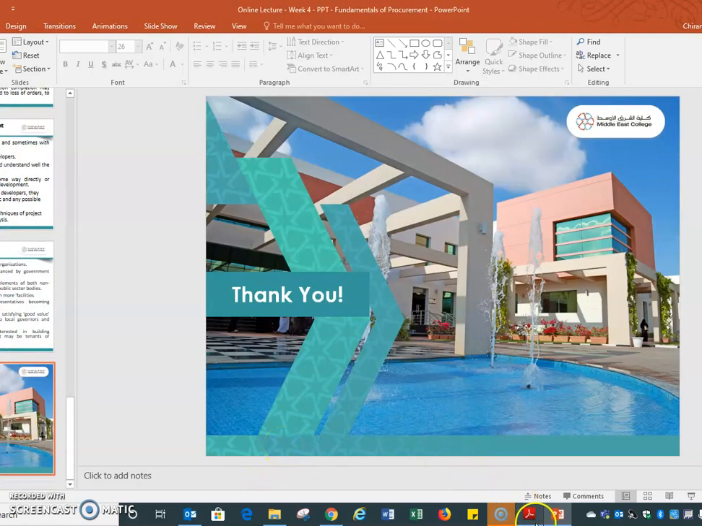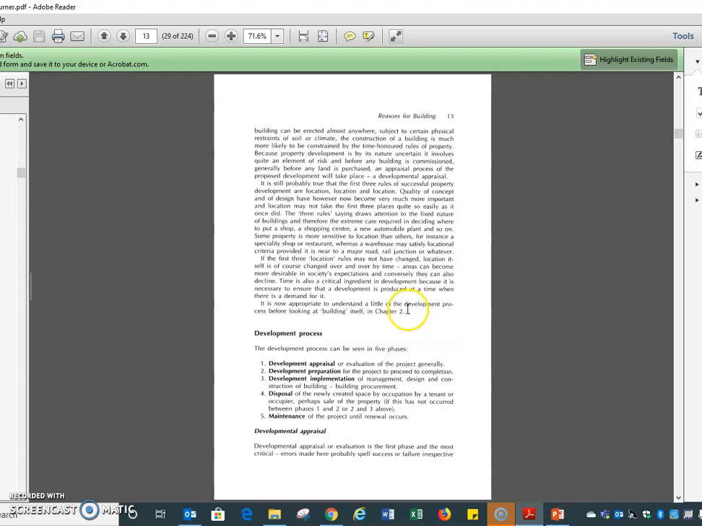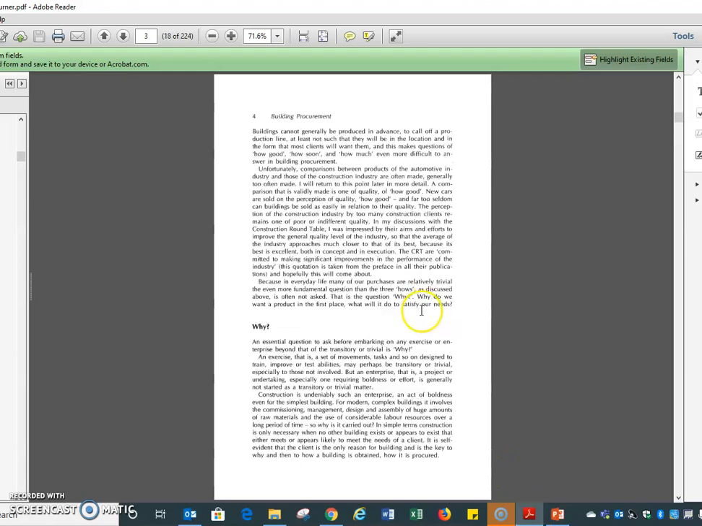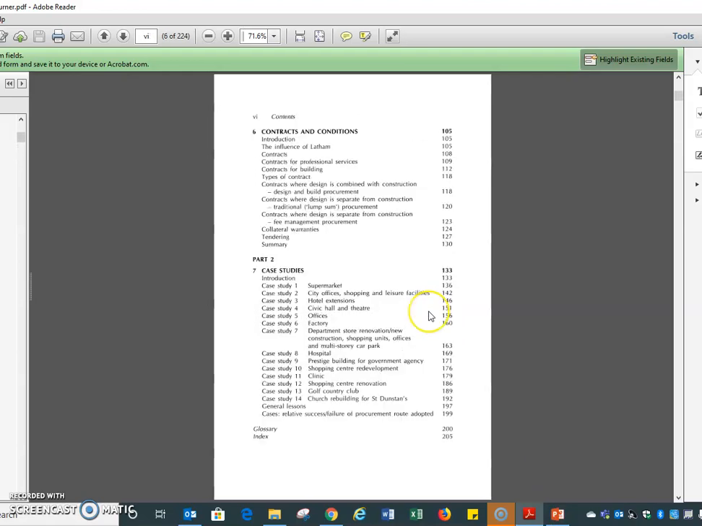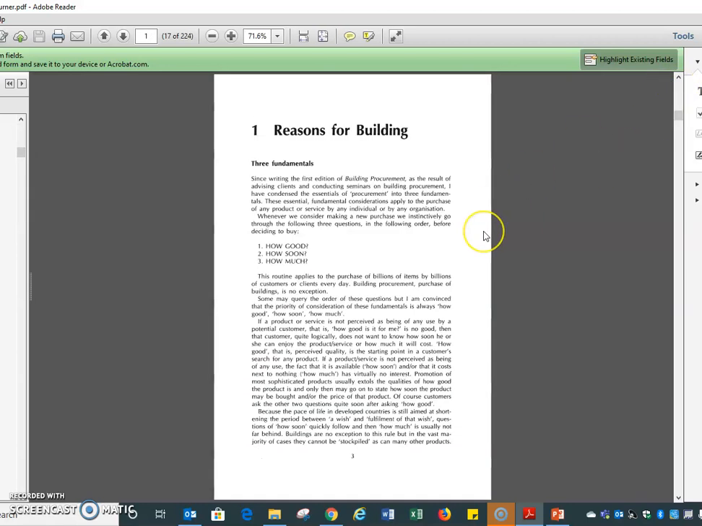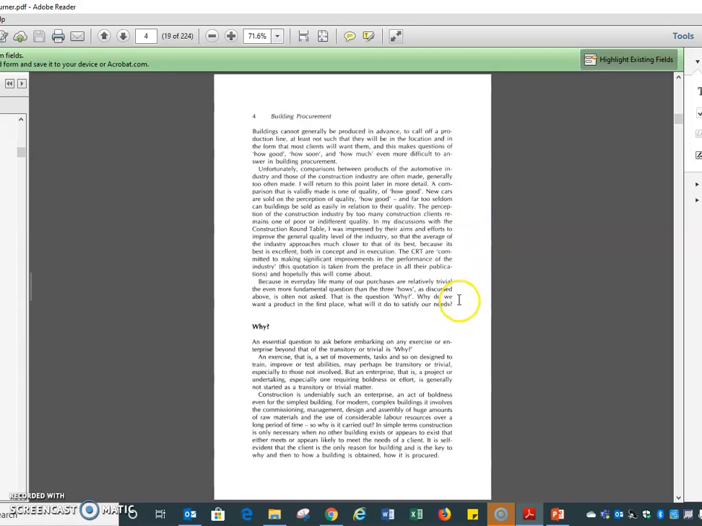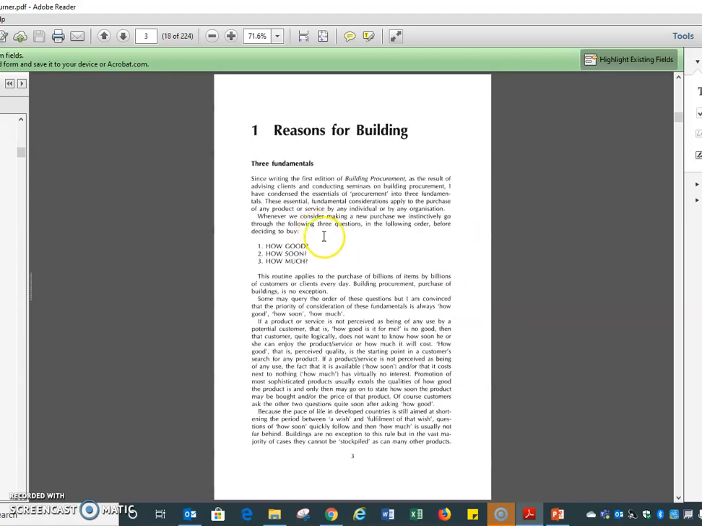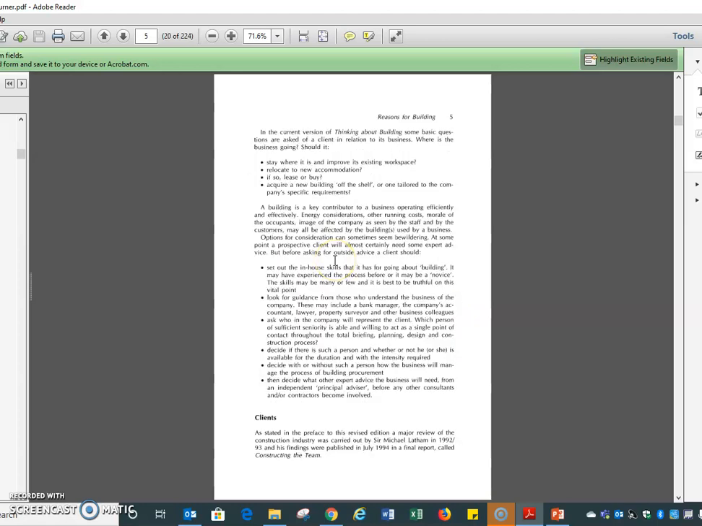So this is the end of the presentation. Here you can see the textbook which I have shared with you already, Building Procurement by Alan Turner. This topic is from the first chapter, reasons for building. We have discussed the three fundamentals. Then I came to clients.